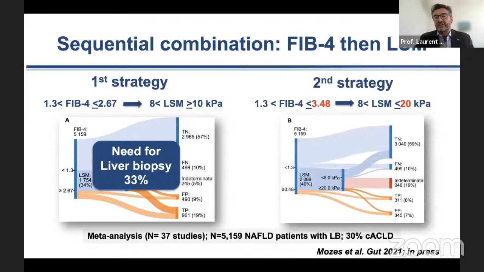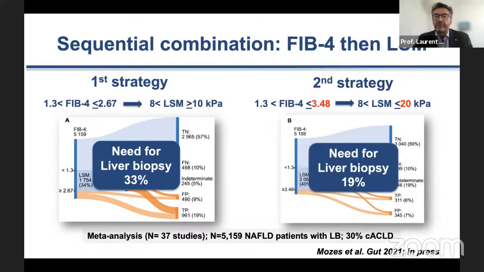A second strategy proposed by this group is to increase the upper cutoff of FIB4 and the upper cutoff of liver stiffness, in order to also catch cirrhotics and to increase the positive predictive value of both tests for cirrhosis. And then the need for liver biopsy would be only in less than 20% of your patients.